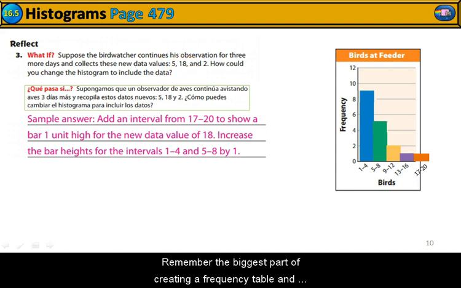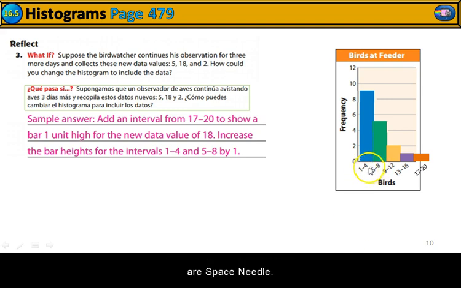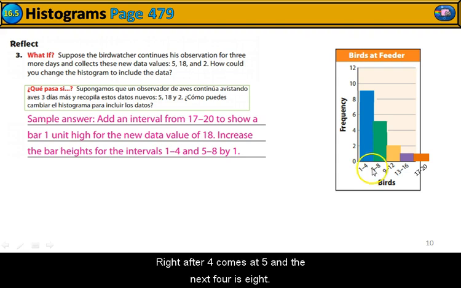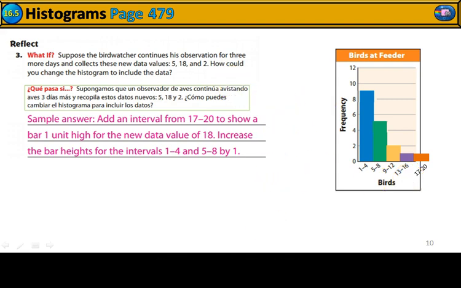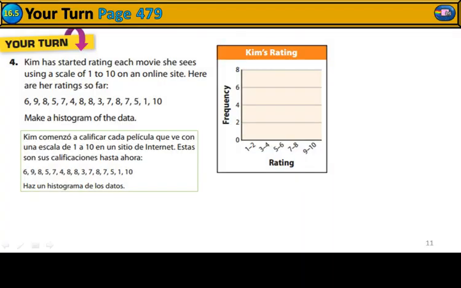Remember, the biggest part of creating a frequency table and a histogram accurately is to make sure that all the intervals are spaced evenly. Remember, intervals 1 through 4, that 4 at the end dictates the pattern. Right after 4 comes a 5, and the next 4 is 8. The next 4 is 12, 16, and 20. Make sure that there are no gaps so that any number that might appear in an observation can be included in the histogram. Now it's your turn.